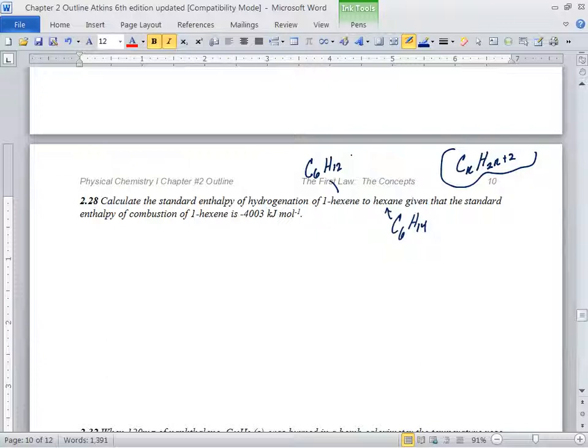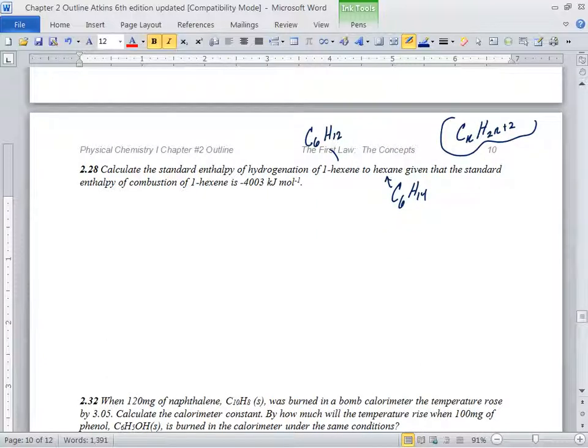All right. Let's see. Calculate the standard enthalpy of hydrogenation. I think we need to start out with the answer. Otherwise, how do you know what you're after here? How would you write that reaction? Hydrogenation of 1-hexene to hexane. How would you write that?